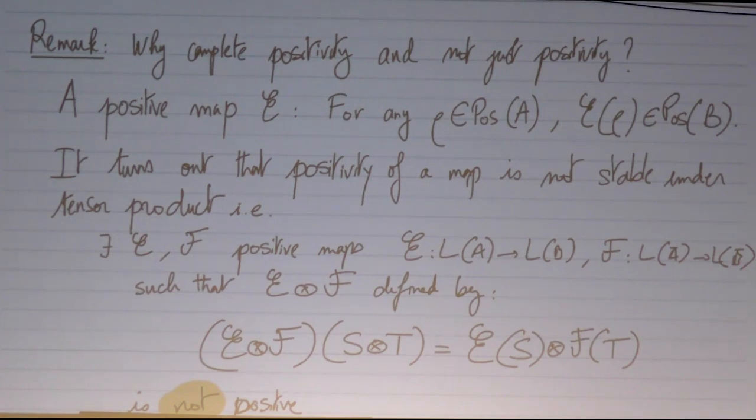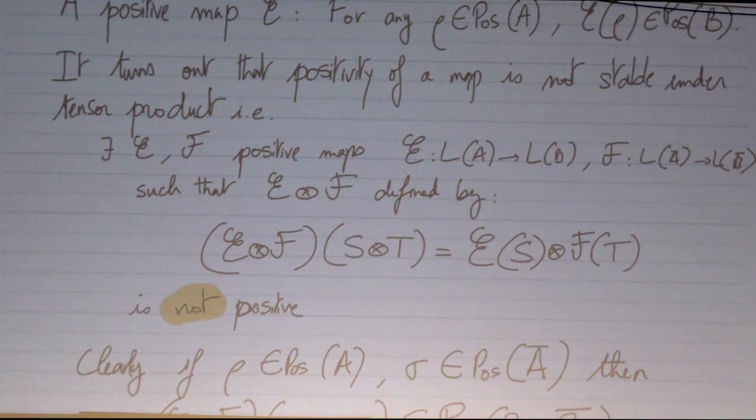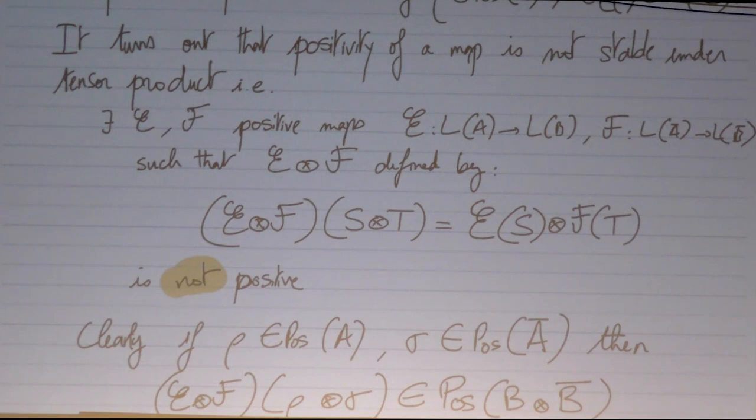This is physically not valid, because if I have two physical quantum channels I can apply, I should be able to also do the tensor product. Which is, I look at just one of the systems and apply a physical operation, and on the other system, I also do the corresponding physical operation. So if the tensor product becomes not physical, then this is a problem. More specifically, what do I mean by not stable under tensor product? I mean that there exist positive maps E and F such that if I take the tensor product, which is defined in this way, then this is not positive.